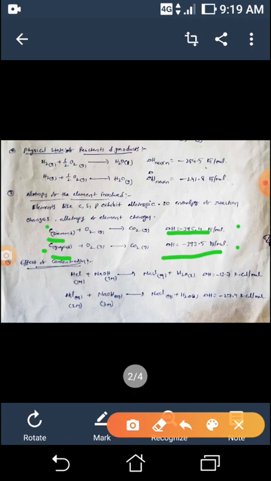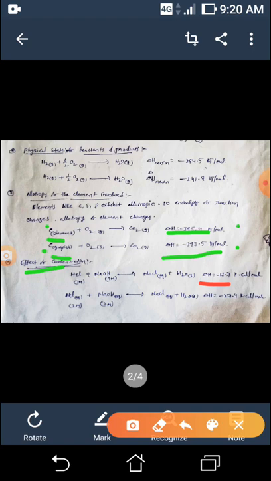And the next one is effect of concentration. When an acid and a base react to form a salt and water, the amount of energy released is minus 13.7 kilocalorie per mole. That is, 1 mole of strong acid and 1 mole of strong base react to form a salt and water, and some amount of energy is released, that is delta H equal to minus 13.7 kilocalorie per mole.